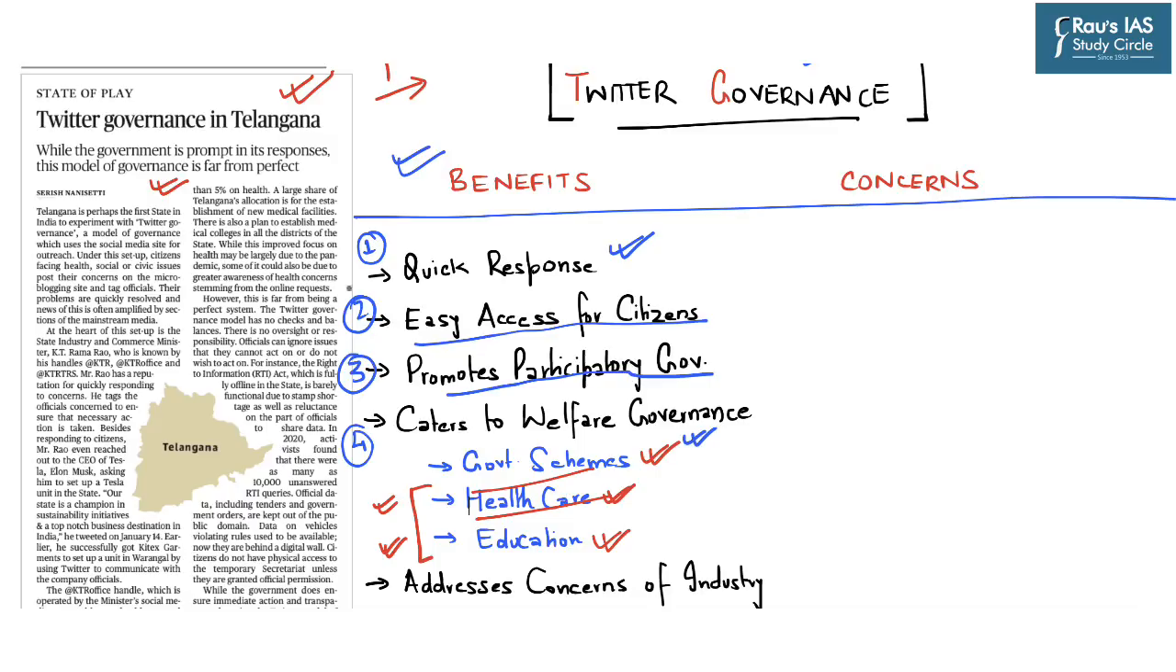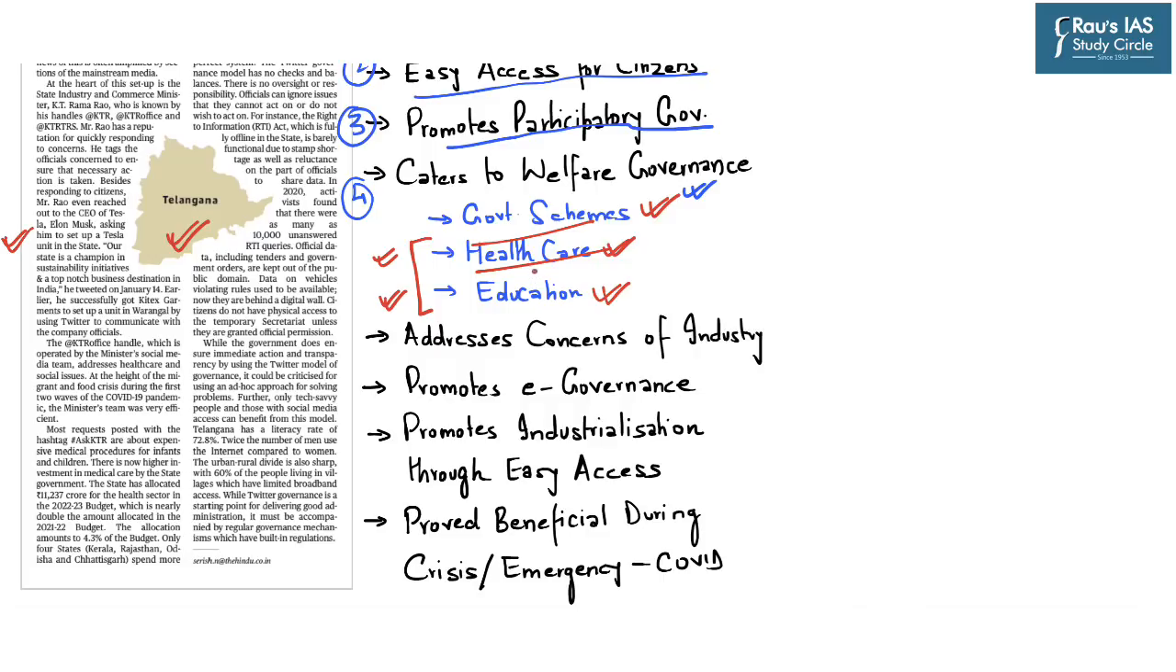And even the minister of Telangana has tweeted Elon Musk asking him to set up a Tesla unit in the state of Telangana. So it not only caters to the aspect of welfare governance, but also caters to the needs of industry and also provides a direct link for the industrialists and corporates to talk to the government on various aspects. So it not only addresses the concerns of the industry, but also promotes industrialization through easy access. Further use of Twitter also promotes e-governance in the state.